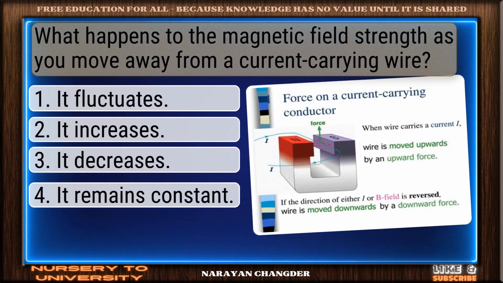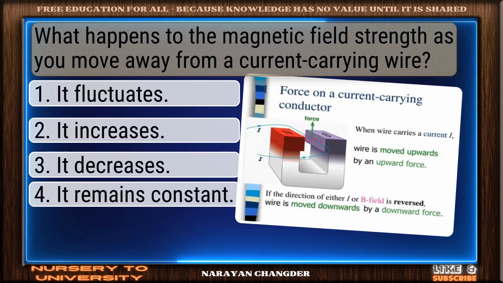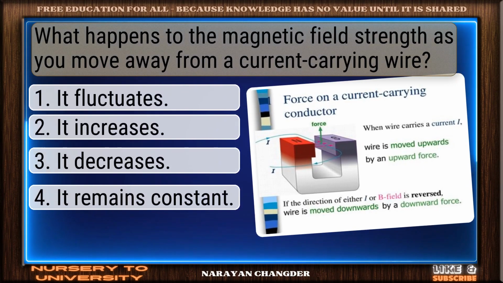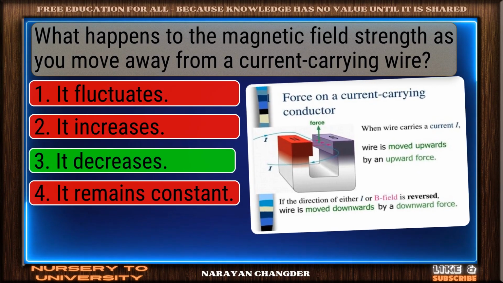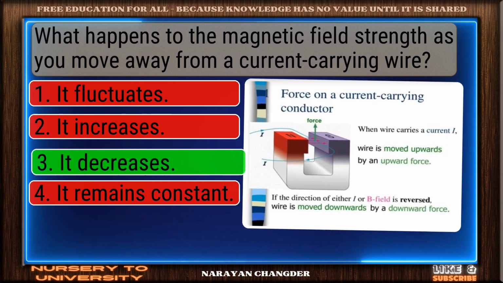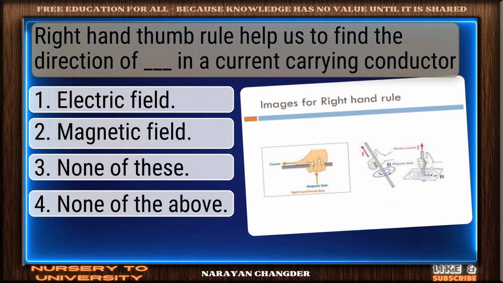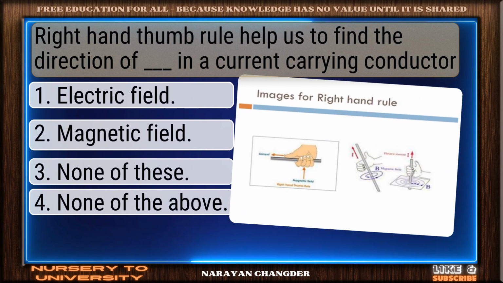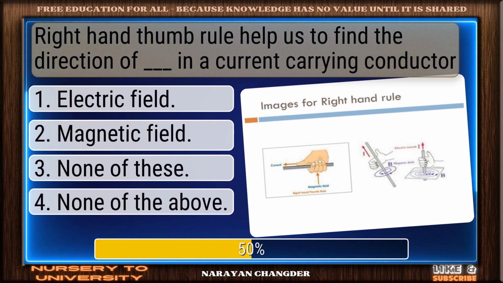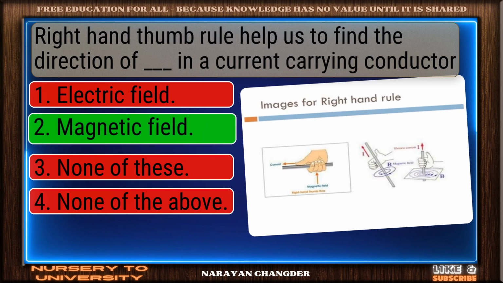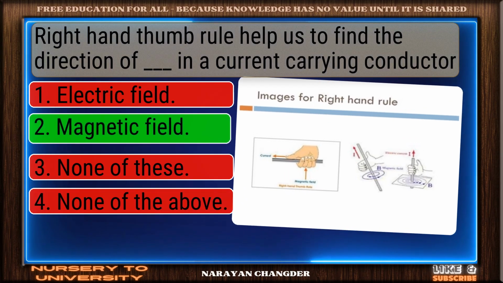What happens to the magnetic field strength as you move away from a current-carrying wire? Smart pick. It decreases is correct. Right-hand thumb rule help us to find the direction of dash in a current-carrying conductor. Correct. Magnetic field is spot on.